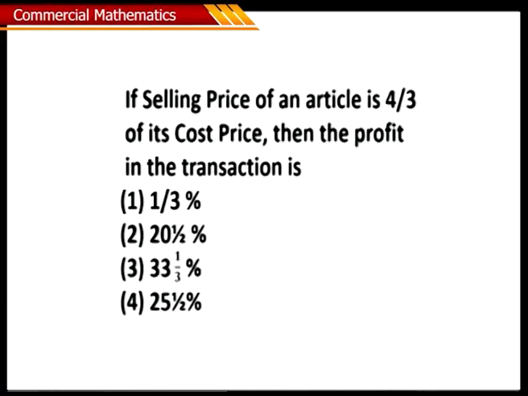Now, as we discussed earlier, we are talking about different types of problems like profit and loss. Here it is given like this. The selling price of an article is 4/3 of its cost price. Here you observe, suppose the cost price is X, then the selling price is 4/3 of X. Then what is the profit? Selling price minus cost price, 4/3 of X minus X, means into 3/3. So you can see that it is X/3. So clearly when you observe, this is 1/3 of X.